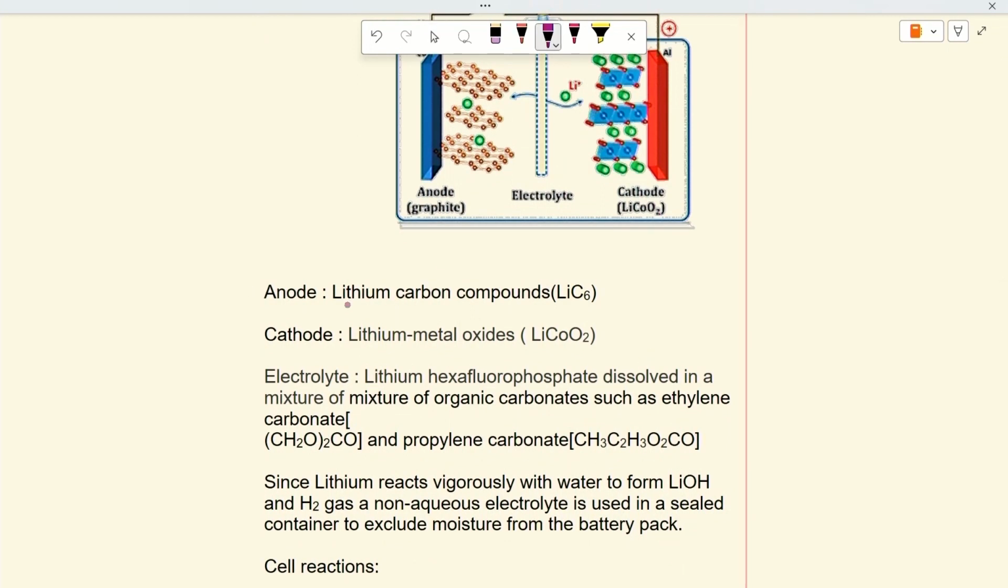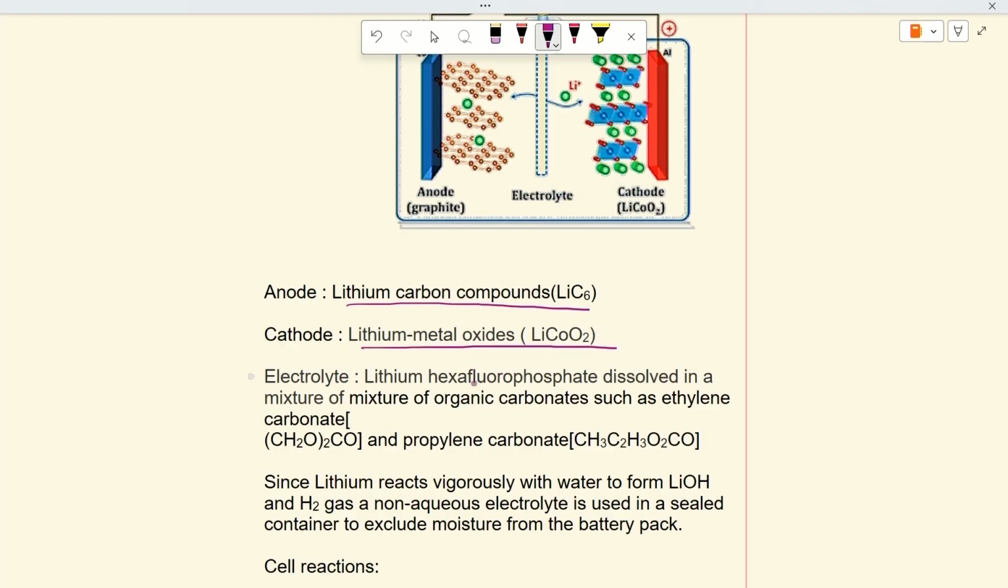The anode is lithium carbon compounds, lithium carbide, and here we have cathode as lithium metal oxide, usually it is lithium cobalt oxide. Now, I told you the lithium ions will be formed at the anodic reaction, and this lithium ion is highly reactive if it gets contact with water molecules. It really explosively reacts with water and releases hydrogen, and therefore, the electrolytes can never be in the aqueous condition.